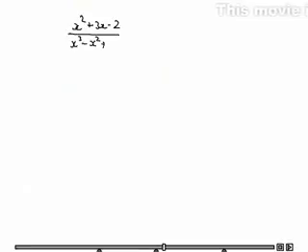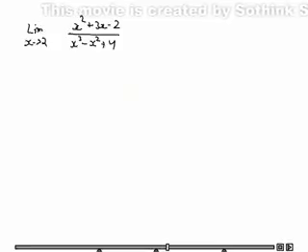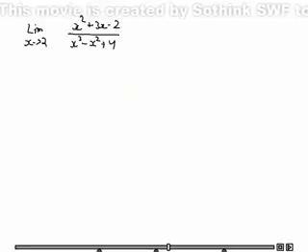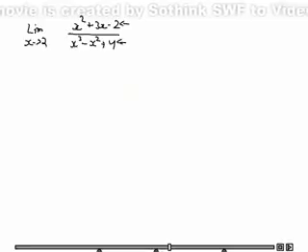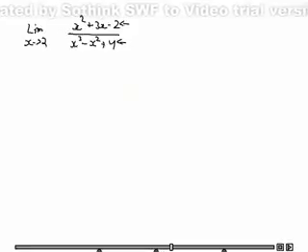Okay, let us take an example. Suppose there is a function x square plus 3x minus 2 divided by x cube minus x square plus 4, and we are required to find its limit as x tends to 2. So what we have said is that if the limit of the numerator exists and the limit of the denominator exists, then the limit of this function as a whole will be the limit of numerator by limit of denominator.